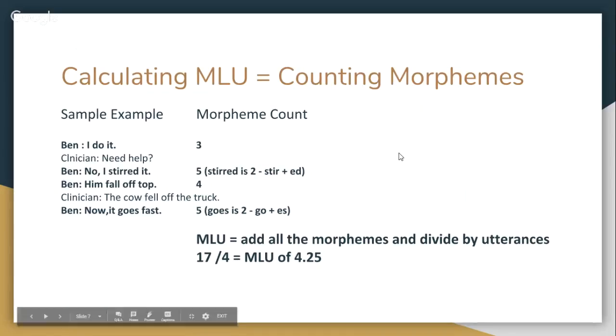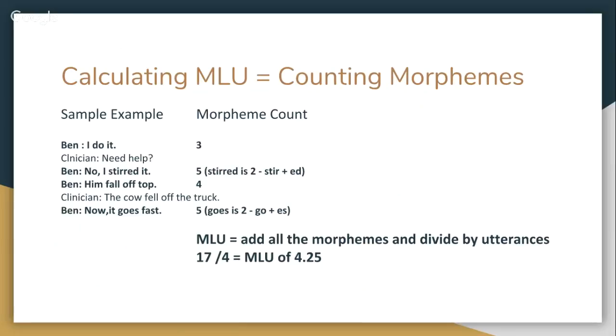So let's look at calculating MLU. What exactly does it look like? The example on the left will show you both what the child is saying and the clinician. The column on the right will show you the morpheme count. So in the sentence, I do it, Ben is using 3 morphemes. Ben then says, no, I stirred it. Stirred counts as 2, stir and d. So no is 1, then I is 1, stir is 1, d is 1, and it is 1, for a total of 5.